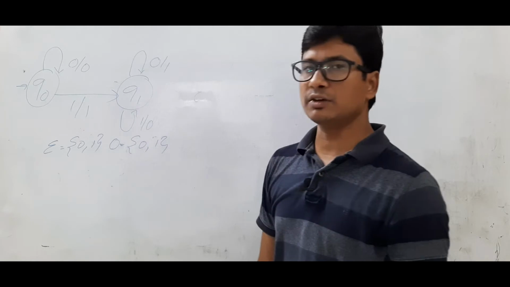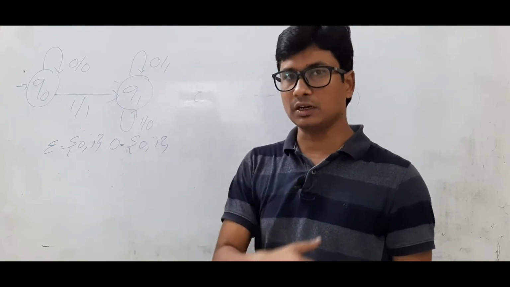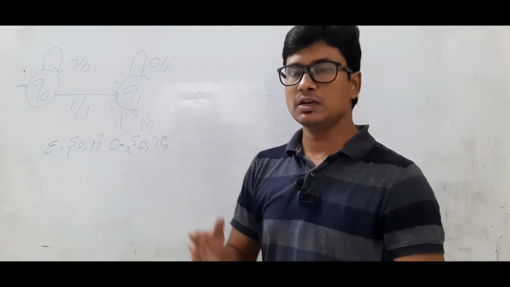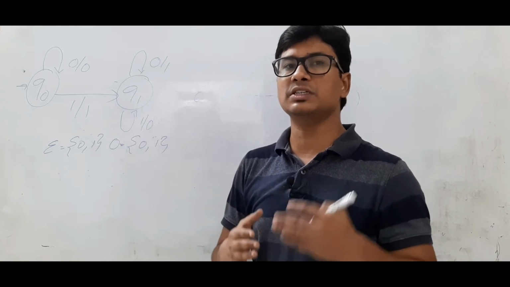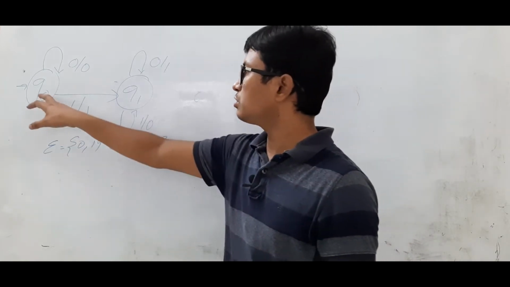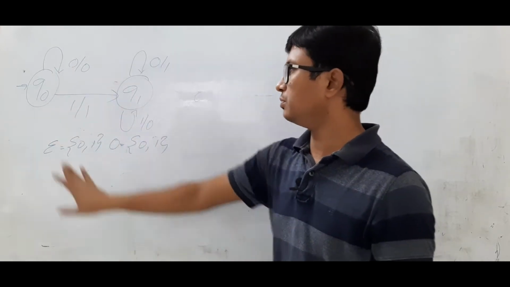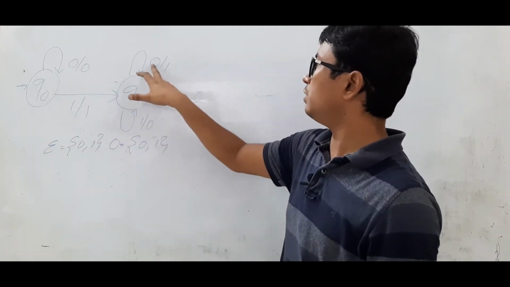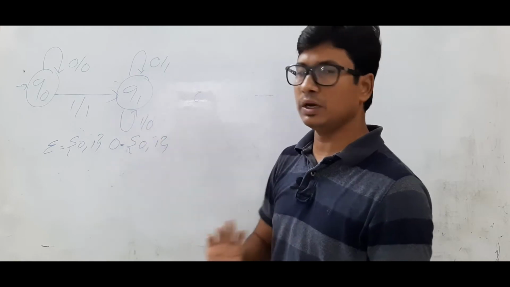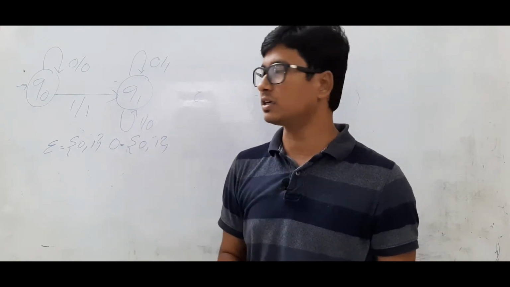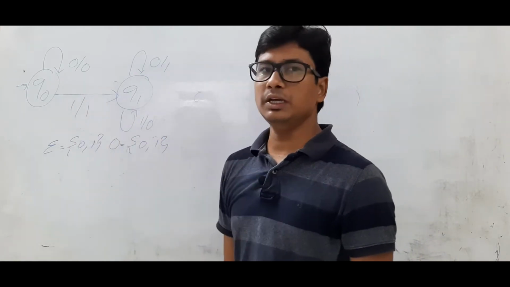Now we need to check whether it is a deterministic finite automaton or not, because all Mealy machines and Moore machines are deterministic in nature. From Q0 on 0 you have a move, on 1 you have a move. Now come to Q1. Q1 on 0 you have a move, on 1 you have a move. So it is deterministic. Now, whether it is a Mealy machine or not.